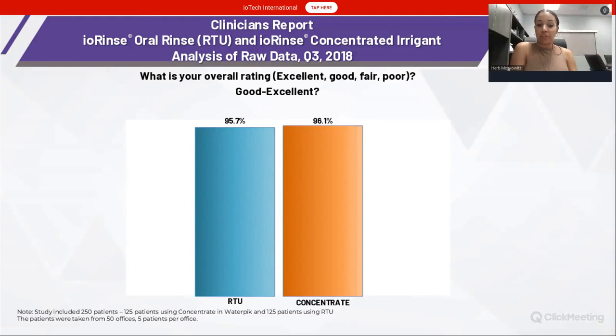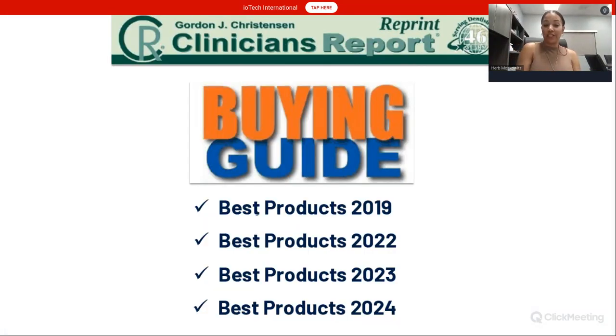And this just gives a general overall rating of what they got from the evaluations and the feedback from those patients. As a result of this evaluation, Clinicians Report did list the products in their buying guide as a best product for 2019. As a result of further evaluations, the products were listed as best products for 2022. Again in 2023, and we just recently found out, they were listed as a best product for 2024.